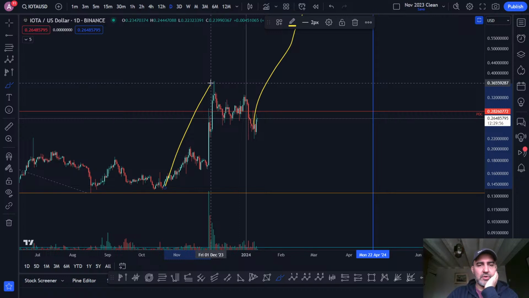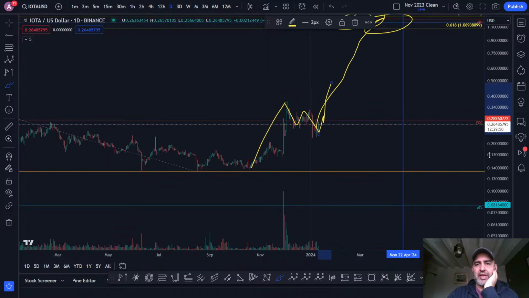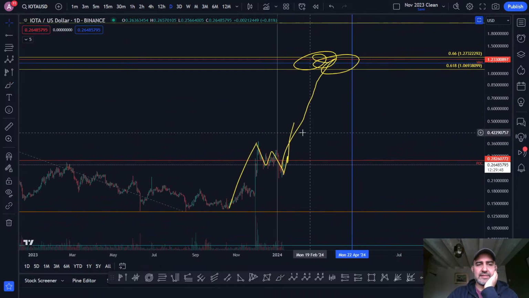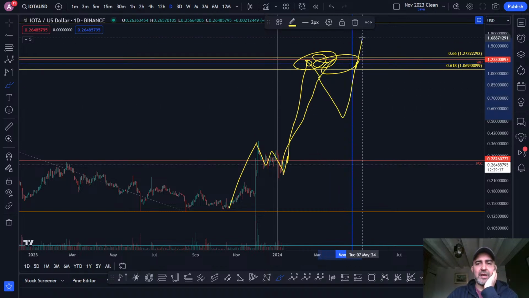If this whole thing is your 1, A, B, C, then maybe this is the 3. So you have to see how far the 3 takes us. Does the 3 go all the way up there? If that's the 3, then you're looking for another correction. And then the 5. Now, does the 5 take us above this resistance zone?